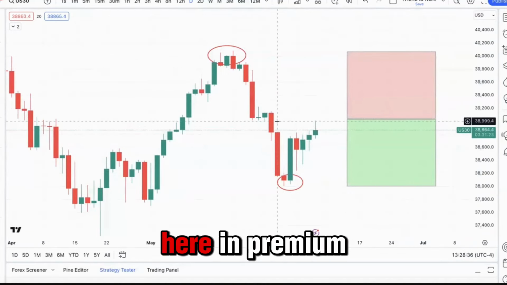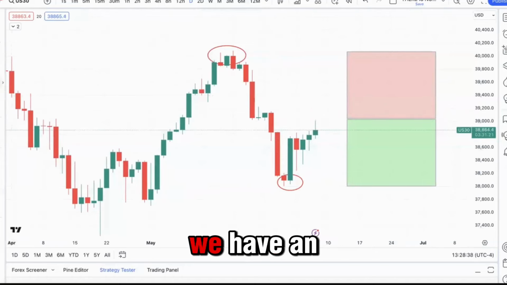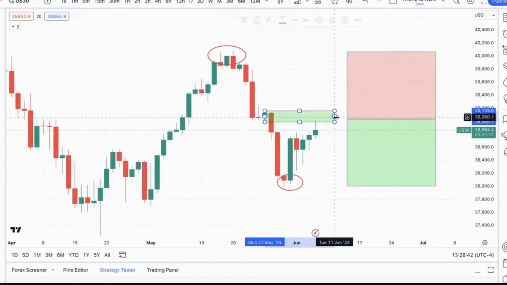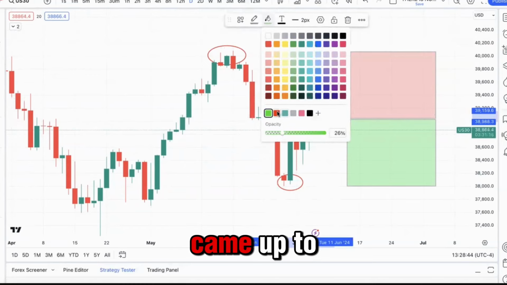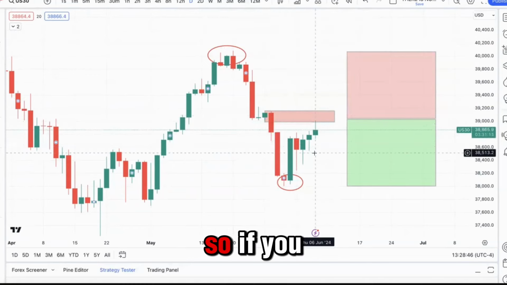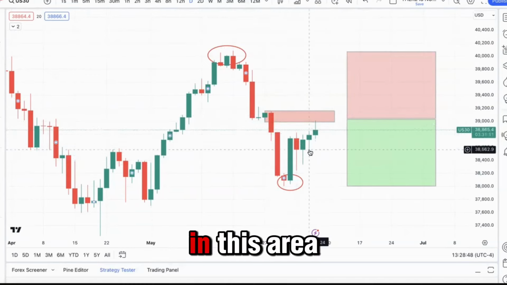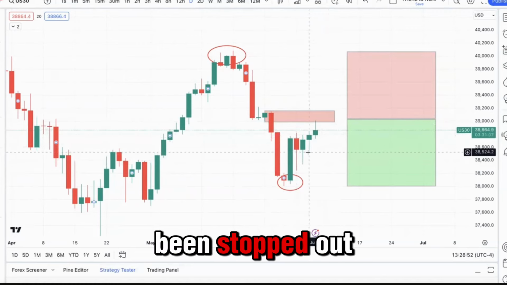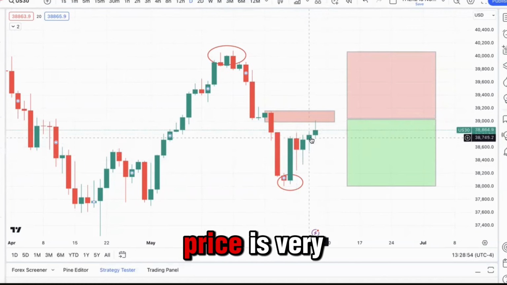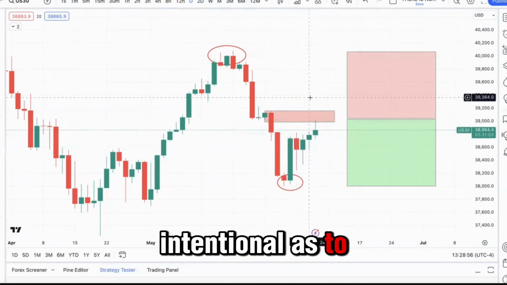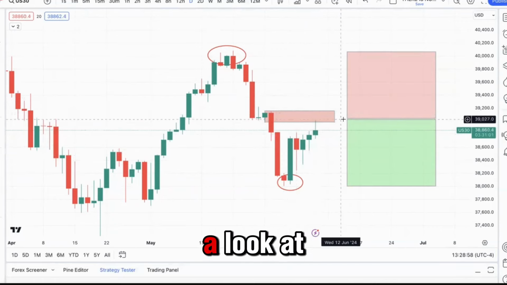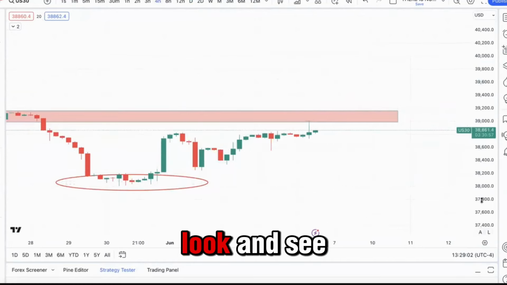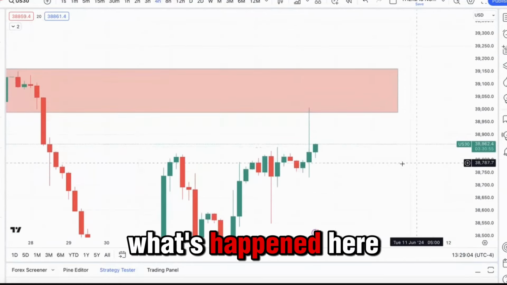So right up here in premium, we have an OB. There was some imbalance here, and it looks like price came up to this premium area. So if you were selling anywhere in this area, chances are you have probably been stopped out of your trade, right? Because price is very intentional as to where it wants to go. So let's take a look at this on a smaller time frame. I'm going to go down to the 4-hour time frame and take a look and see what's happened here.